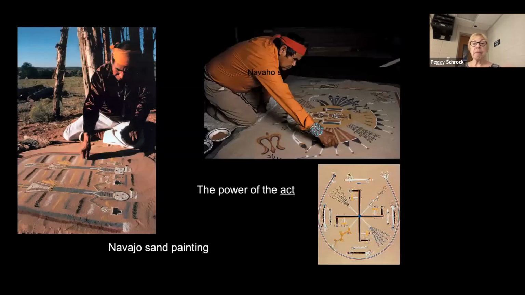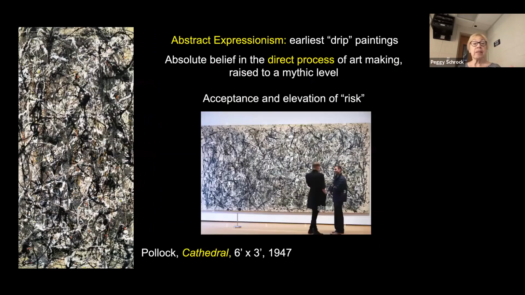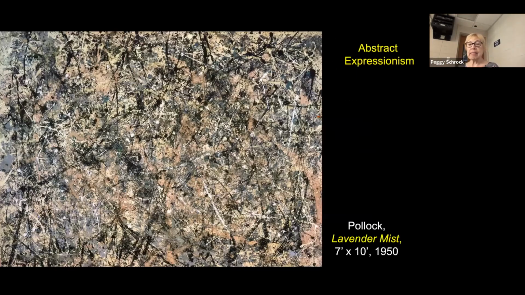And here's some of the Native American sand painting again. The one on the left is Cathedral. That's his first full drip painting. And then I just have another one so you can get a sense of scale. He is the absolute believer in the direct process of making art. And he raises this to a mythic level, literally, like this is the power of the imagery. He creates a new kind of line, a kind of web that you're sort of looking through, and it becomes powerfully symbolic.